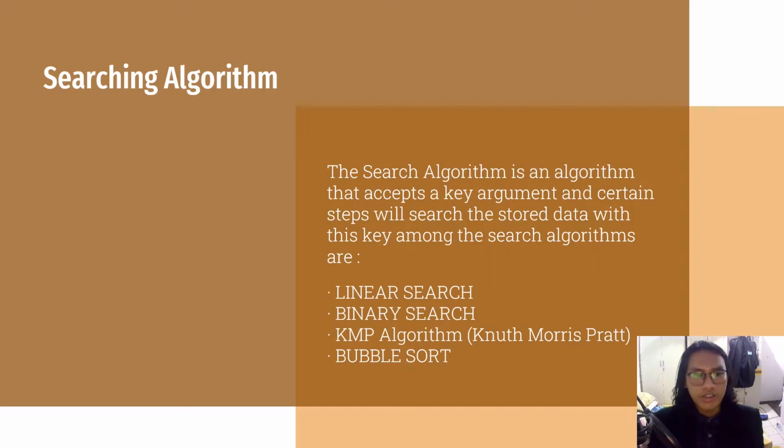Next is the searching algorithm. A searching algorithm accepts a key argument and, through certain steps, searches the stored data with this key. Among the search algorithms are linear search, binary search, the KMP algorithm or Knuth-Morris-Pratt, and bubble sort.